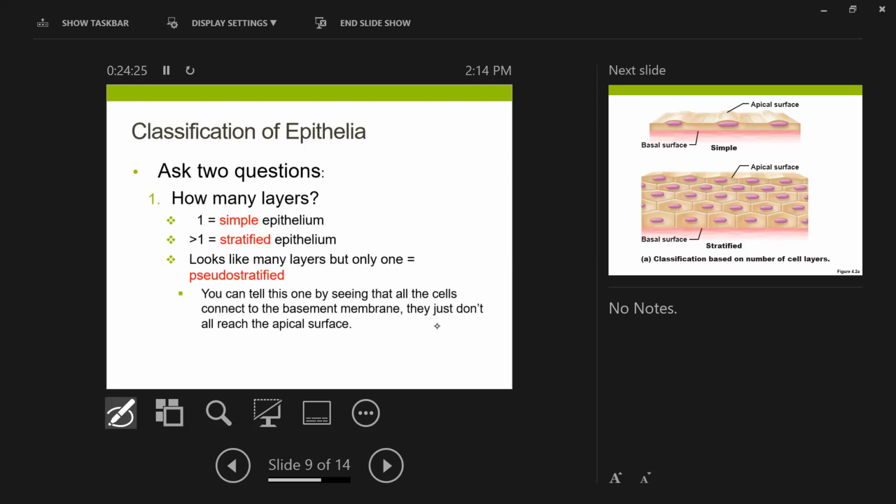Pseudostratified looks like it is multiple layers, but it is actually only one layer. That's the one that you're going to have to give just an extra ounce of brain power to be able to tell the difference. Pseudostratified literally means fake multi-layers. It just is one layer. It's actually just simple, but it looks like it's multiple. You'll see that for yourself.